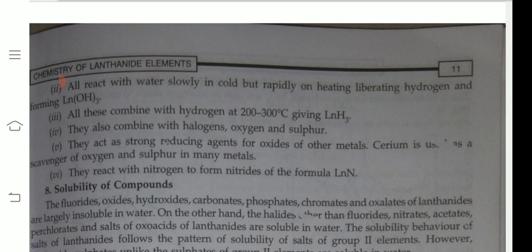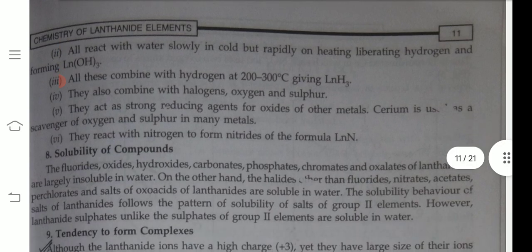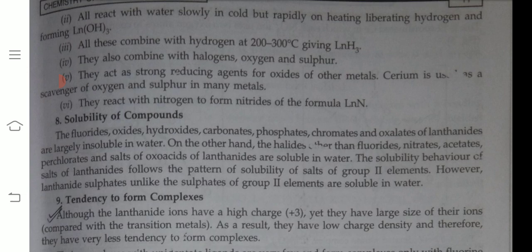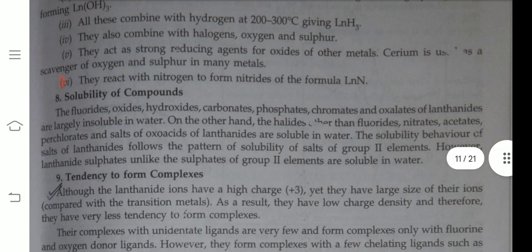All these combine with hydrogen at 200 to 300 degrees Celsius giving LnH3. They also combine with halogens, oxygen and sulfur. They act as strong reducing agents for oxides of other metals. Cerium is used as a scavenger of oxygen and sulfur in many metals. They react with nitrogen to form nitrides of the formula LnN.